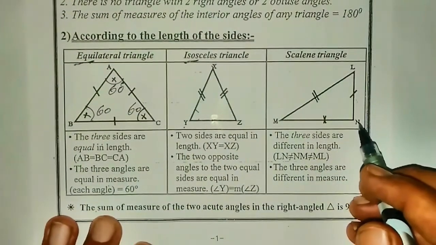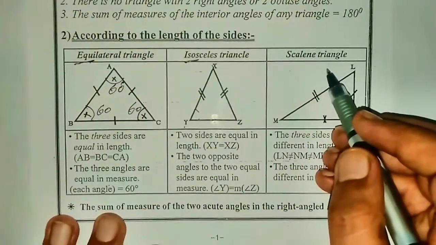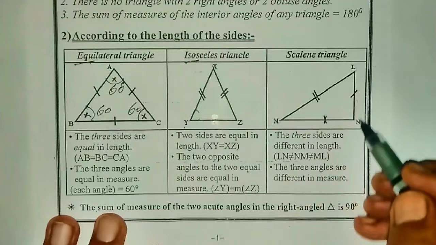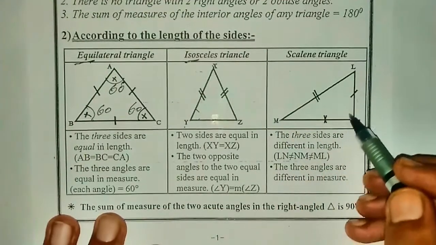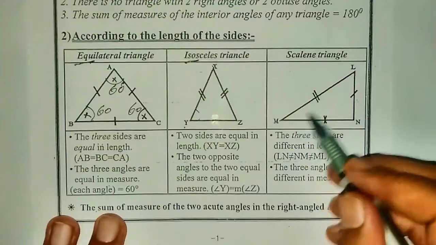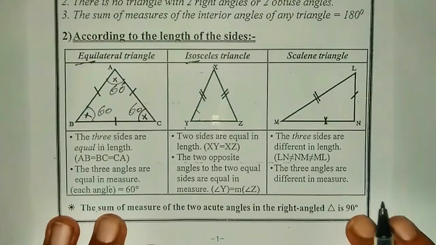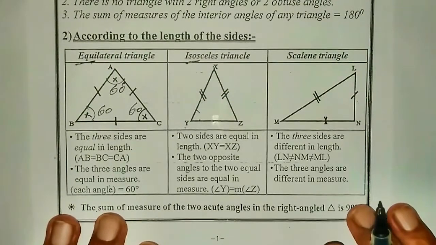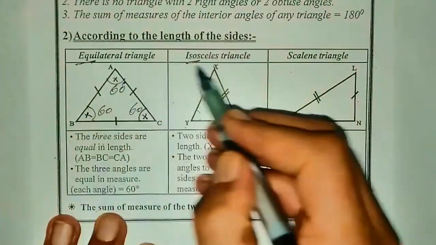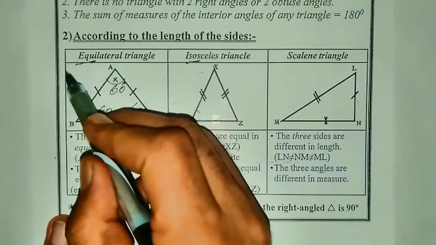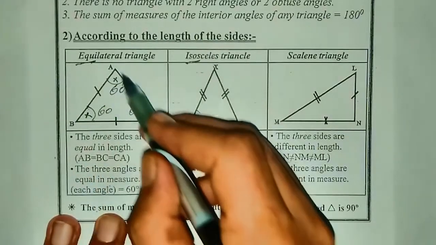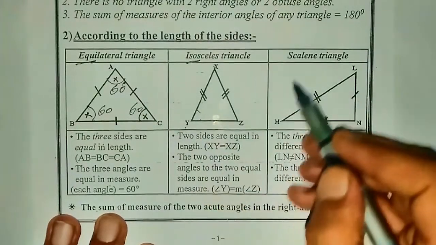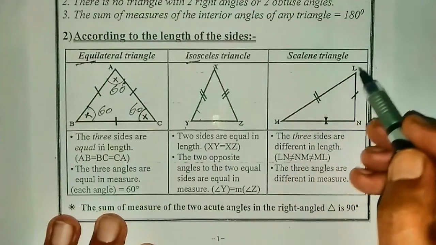The last type is scalene triangle. Scalene triangle means this triangle has 3 different sides and also has 3 different angles. We have 3 types of triangle according to sides: equilateral, isosceles, scalene. Equilateral has 3 equal sides. Isosceles has 2 equal sides. Scalene has 3 different sides.